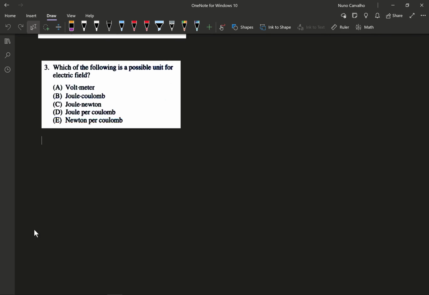Number three, we're asked which of the following is a possible unit for an electric field, and if you know the answer, this is very quick. If you don't know it, you just need to look at the formula sheet, and you'll see that there are two formulas here that were given for an electric field. One of them is going to look like this, and the other one is going to also look like this here. And we can actually just use this to figure out which answer choice is correct.